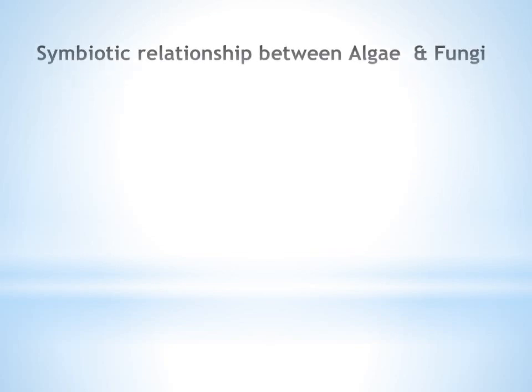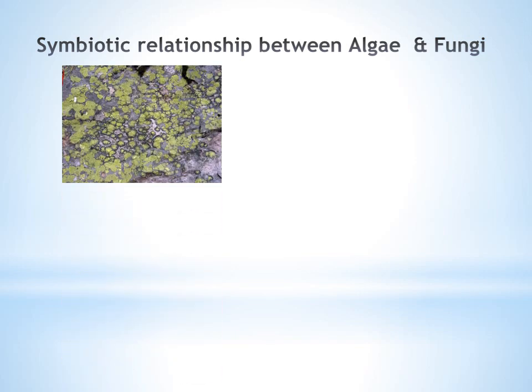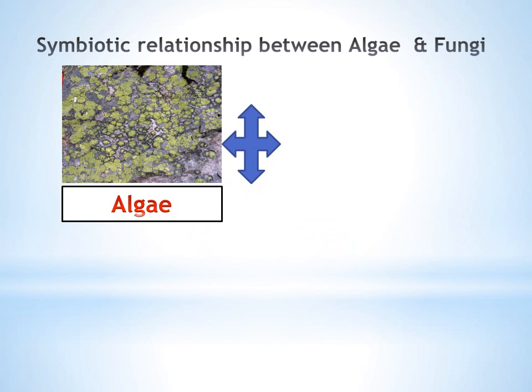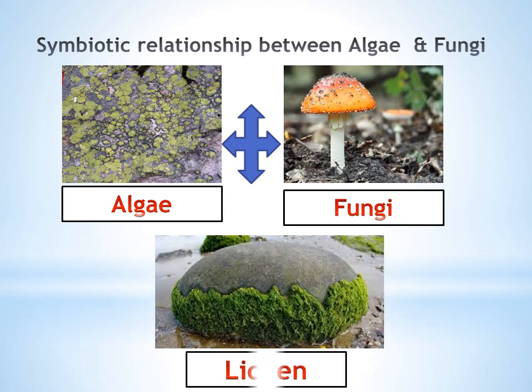We can also see a symbiotic relationship between algae and fungi. Algae prepares its own food through the photosynthesis process, so it offers the food prepared by it to the fungi. And the fungi shares water, nutrients and shelter with the algae. In this way, both are benefited from each other and together they are called lichens.